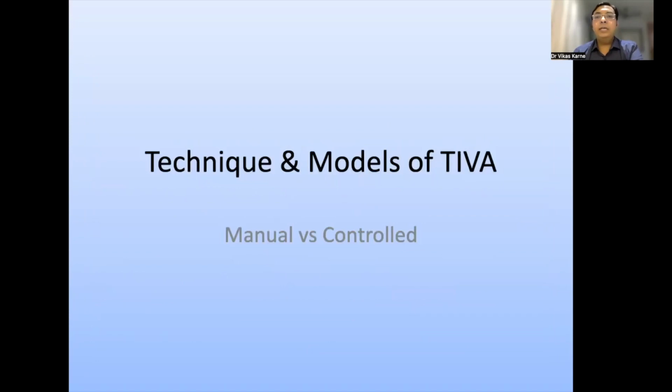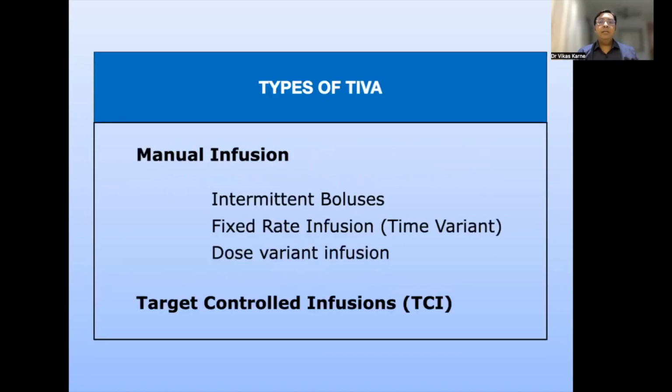So now coming to the technique and models of TIVA. TIVA can be introduced as intermittent boluses, as we all have been doing, especially in outside OT setups like endoscopy or radiology suites, where we use intermittent boluses of ketamine or fentanyl or propofol, depending on the scenario. We can also use fixed rate infusions, so that is time variant, or we can use dose variant infusions. Simple conventional syringe infusion pumps are used for this. And against this, we have better syringe pumps, which are called target controlled infusion syringe pumps.